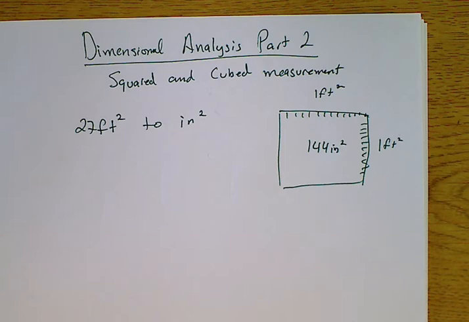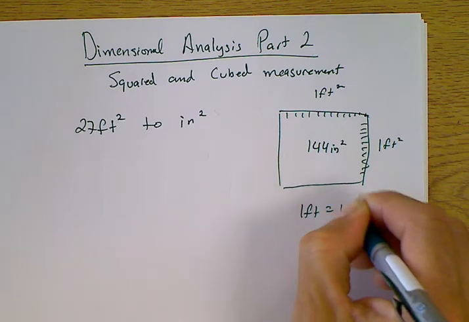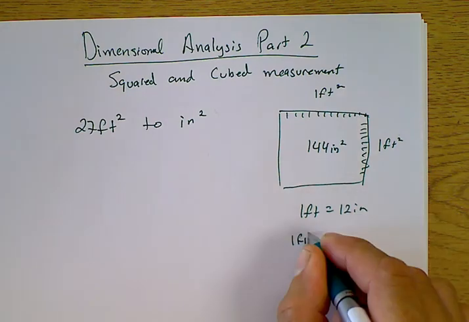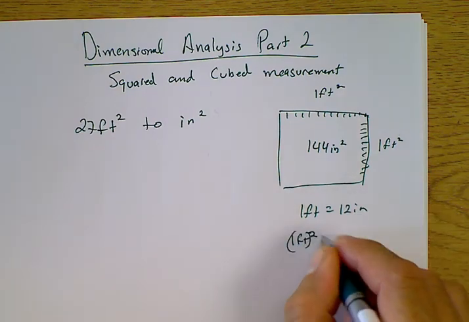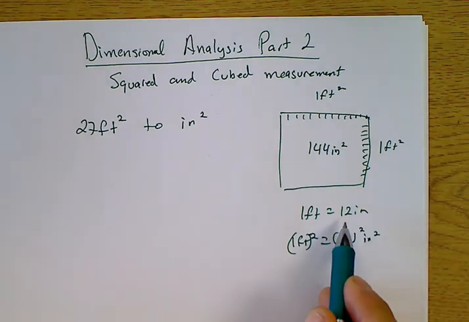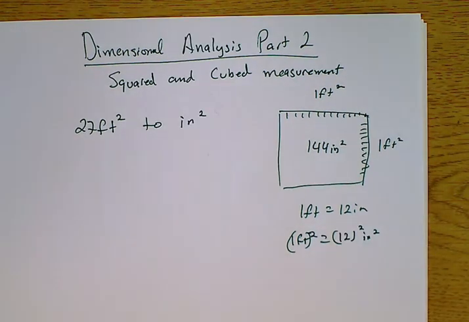So if you see what happened there, all that happened was I said, okay, 1 foot equals 12 inches, okay? But 1 foot squared equals 12 squared, okay? So you're just going to take the conversion that you normally would and square it. And if it's cubed, you simply cube it. So let's take a look and see what that would look like in dimensional analysis.